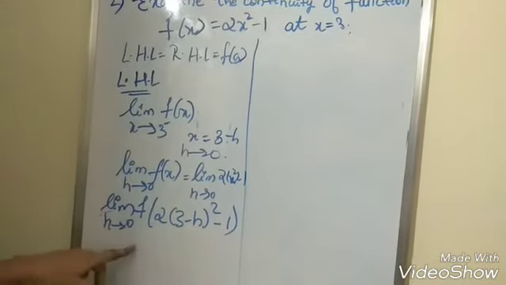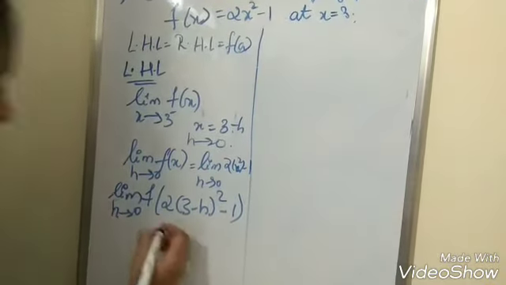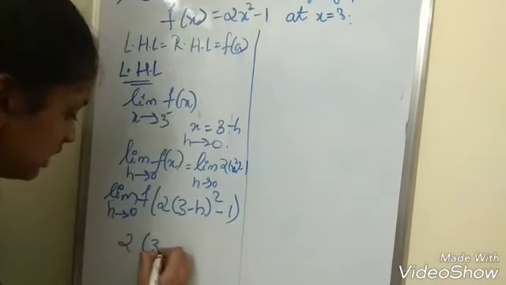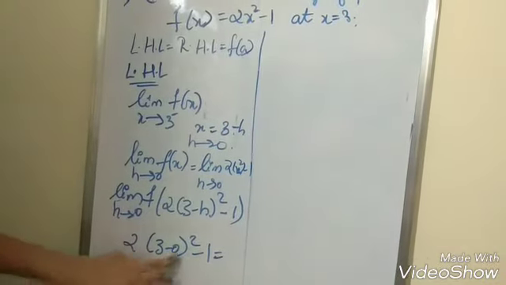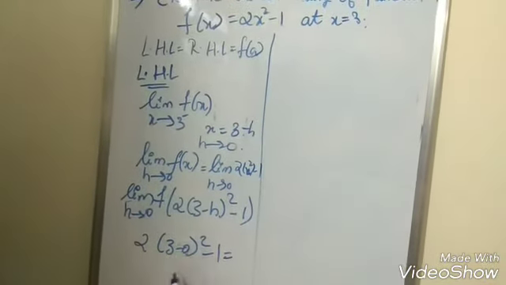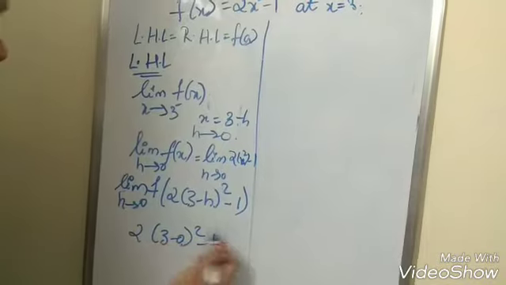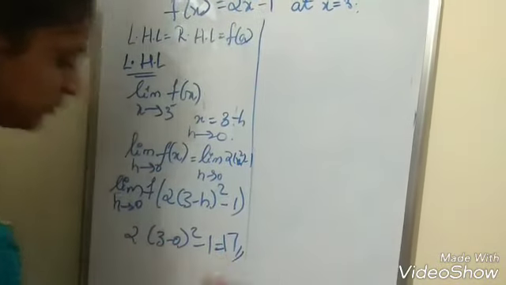As the h value approaches 0, h will become 0. So 2 into (3 minus 0) whole square minus 1. 3 minus 0 whole square is nothing but 9. 9 twos are 18. 18 minus 1 is 17.